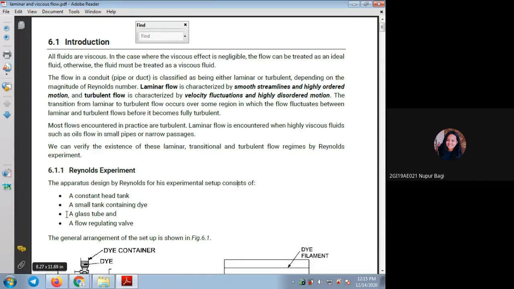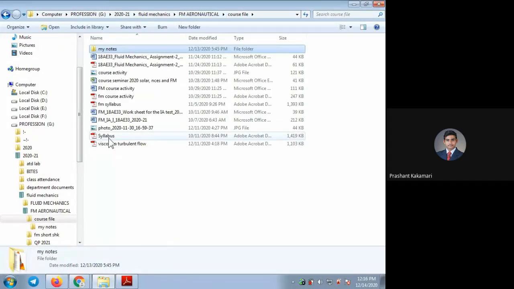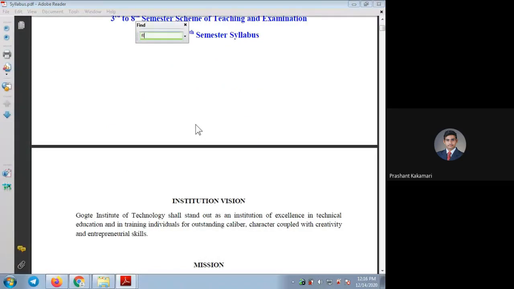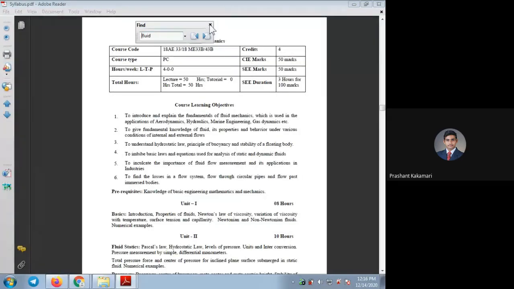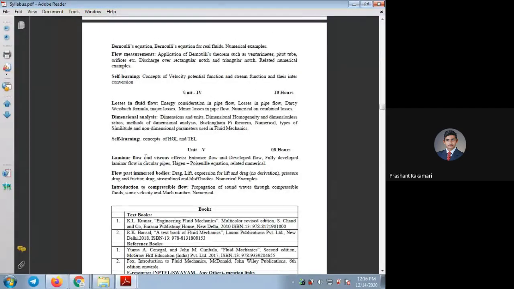Yes, sir. Okay. So today we are discussing the fifth module, that is the last module of fluid mechanics. So just we will go back to the syllabus once again. In the last module, we have laminar flow and its viscous effects. In that, we are going to discuss the laminar flow of fluids. In the entire syllabus, we are not discussing turbulent flows. So laminar flow will be discussed here.